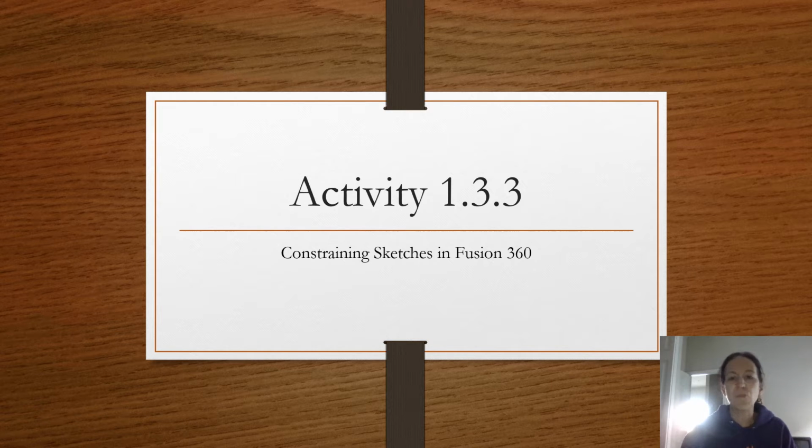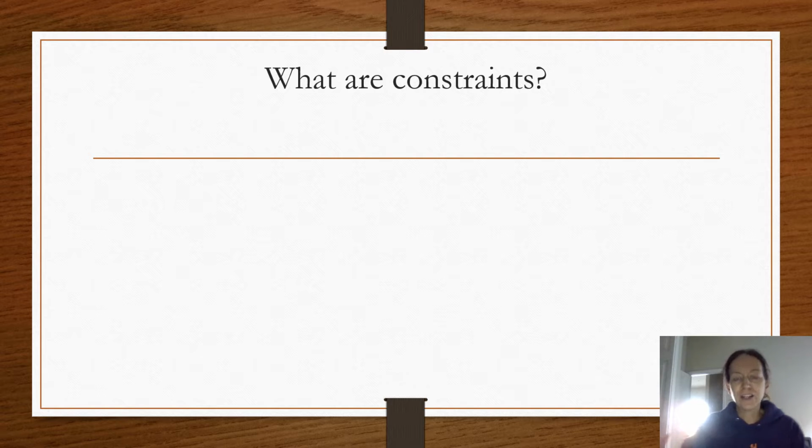So this is activity 1.3.3, which is constraining sketches in Fusion 360. So what are constraints? We've talked about them this year when we've done the design process. When you're creating a design or solving a problem, you need to know the criteria and the constraints, okay? And your constraints are the limitations on it. It has to fit in this amount of space, or you have to use just these kinds of materials.